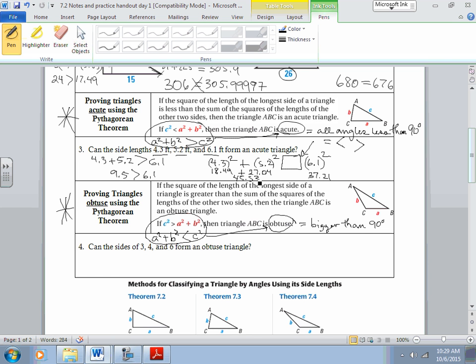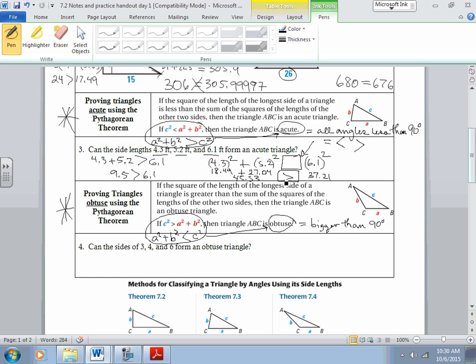All right, 45.53, and now fill in the box. Is that equal to 37.21? No. Is 45.53 less than 37.21? No. Do you agree that it's greater than 37.21? Okay. 45.53 is greater than 37.21.